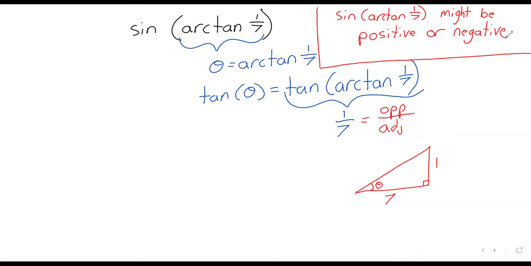We want the sine of the arctangent, which is what we've called theta. So we're going to use right triangle trigonometry to find the sine of theta. But when we use this method, we're always going to get a positive answer. So the last thing we're going to have to do is double check that. Do we want a positive answer, or should we have a negative answer instead? So with that caveat out of the way, let's find the sine of theta.